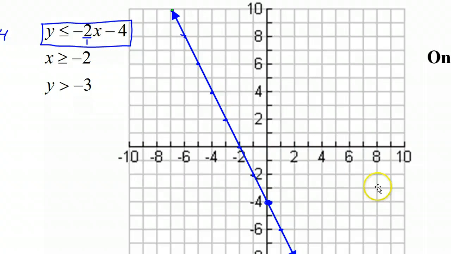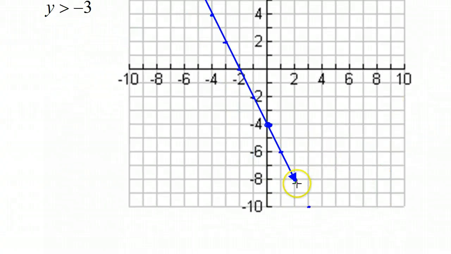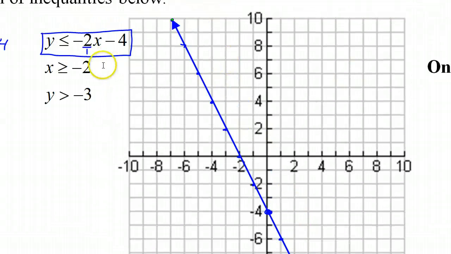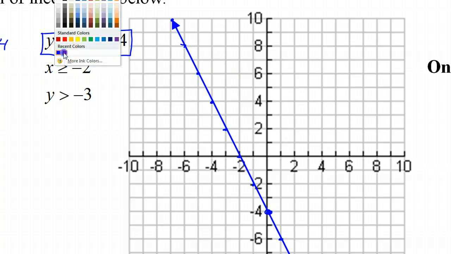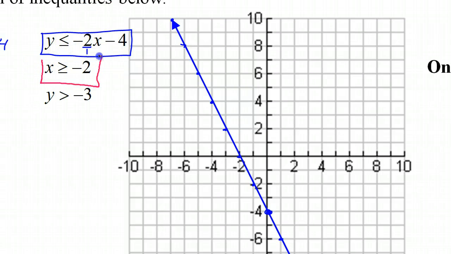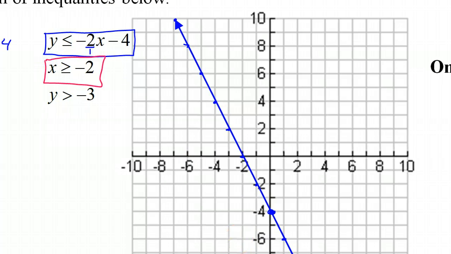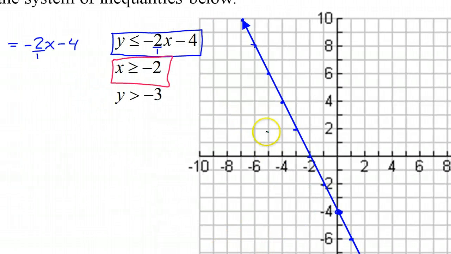Alright, now let's go on to the other one. To make it longer. Now, the next one, x is greater than or equal to negative 2. We'll do this one in pink. Alright, well we will, oh yeah, wait, I almost forgot. The shading. Because this is an inequality, we need to do some shading. This is less than or equal to.